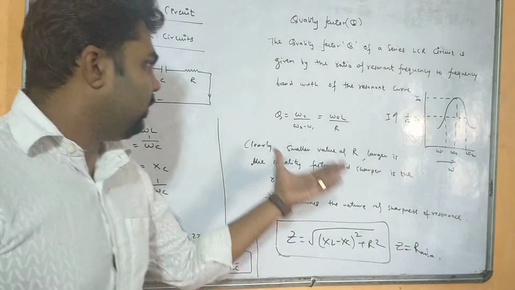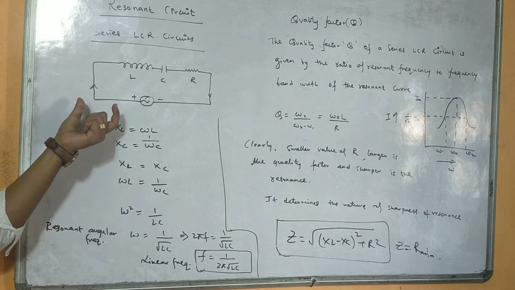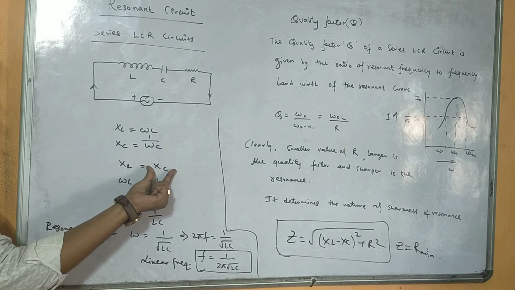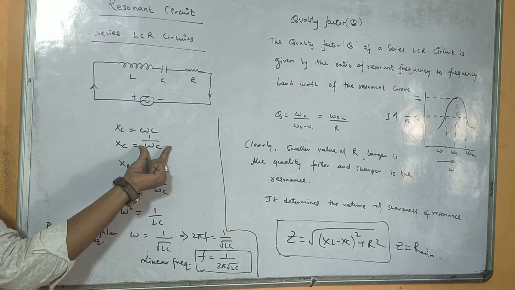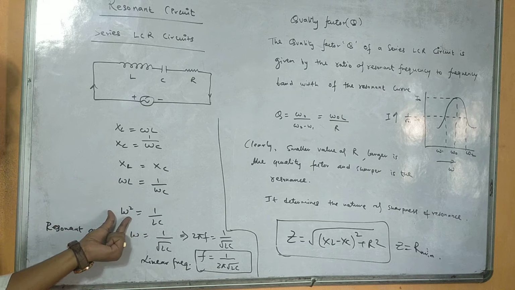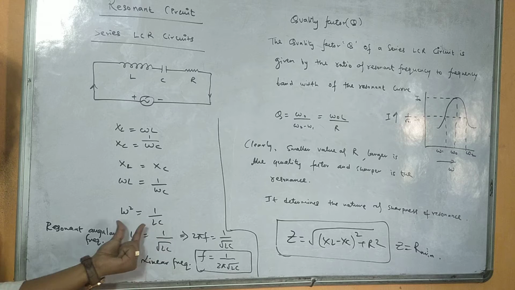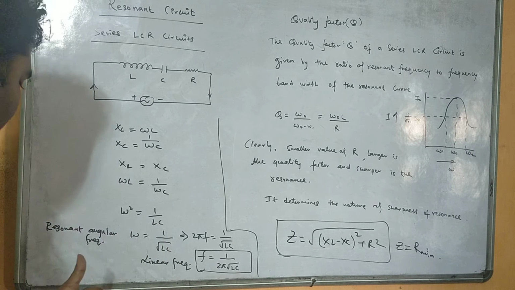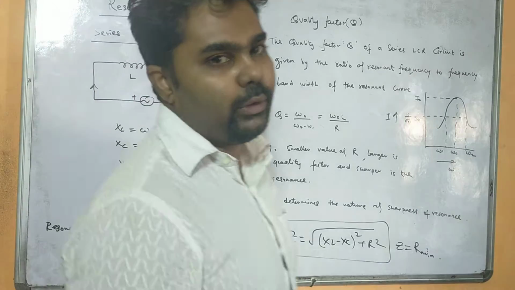Okay, so let's see what is the resonance condition here. In resonance condition it has been seen that XL becomes equal to XC, or XL can be substituted by omega L, XC can be substituted by 1 by omega C. So omega L equals 1 by omega C. If you cross multiply, we will get omega squared equals 1 by LC, or omega equals 1 by root LC. What is omega here? This omega is the resonant angular frequency, right?